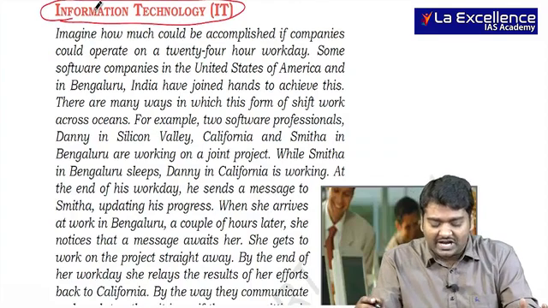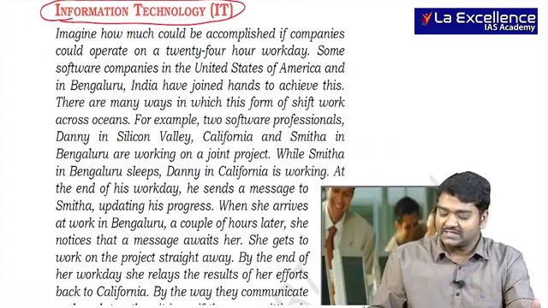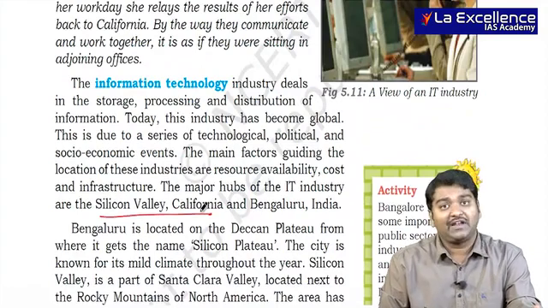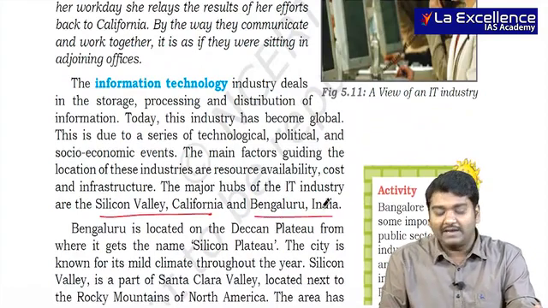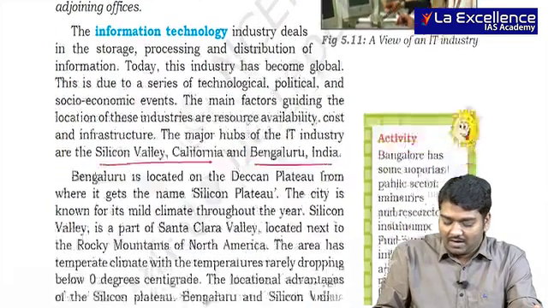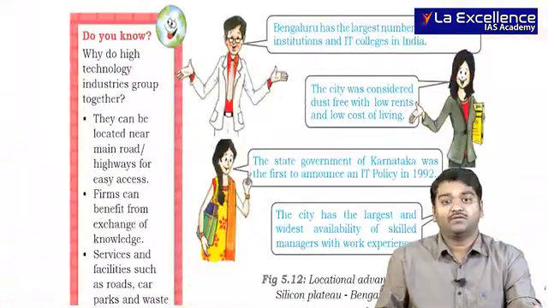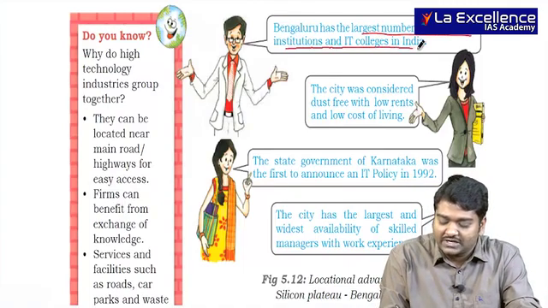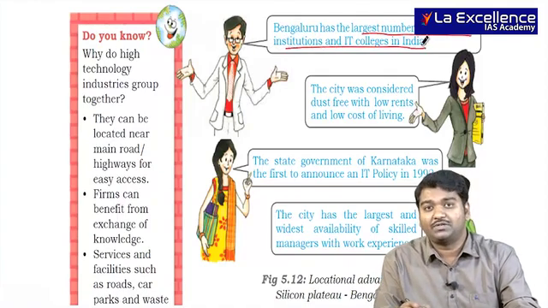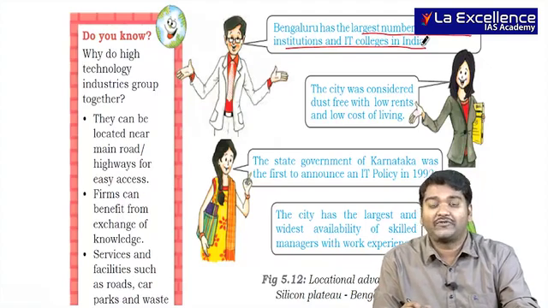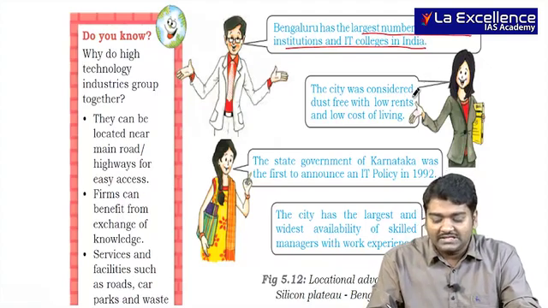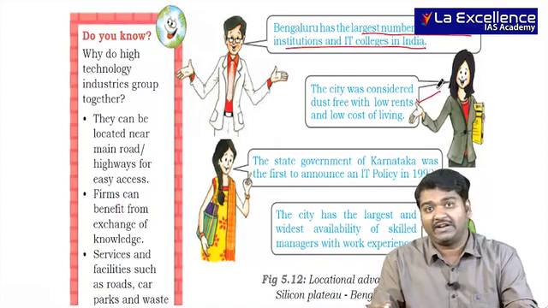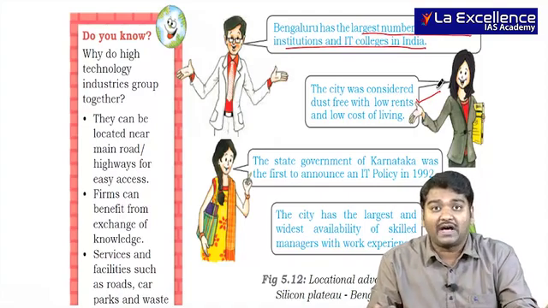This is one industry which can be set up anywhere in the world, but there are some ideal conditions for this as well. It is either present in Silicon Valley, California, or another Silicon Valley that is in Bengaluru, India. Here, they give a clear example of why these two are chosen. Bangalore has the largest number of educational institutions and IT colleges in India, and this helped in providing the skilled labor required for setting up these industries. The city was considered dust-free, with low rents and low cost of living at that time. Now it has changed completely, and it was also called Garden City.